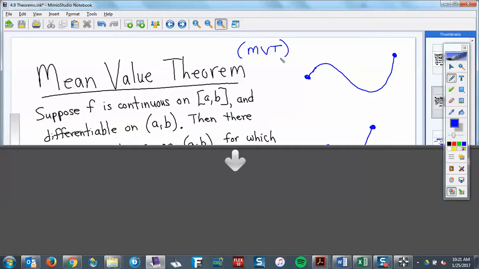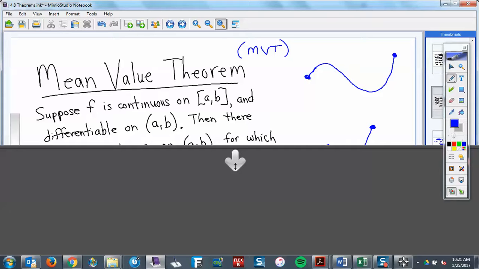Now, it doesn't mean that it can't be differentiable at the endpoints. And differentiable, remember, means the derivative exists, so no sharp points, that kind of thing. It just means it doesn't need to be differentiable at the endpoints. It needs to be continuous at the endpoints and in between, but it just needs to be differentiable between. And we'll talk about why that is. If it is differentiable at the endpoints, that's okay too, right? That's fine. It just doesn't need to be.